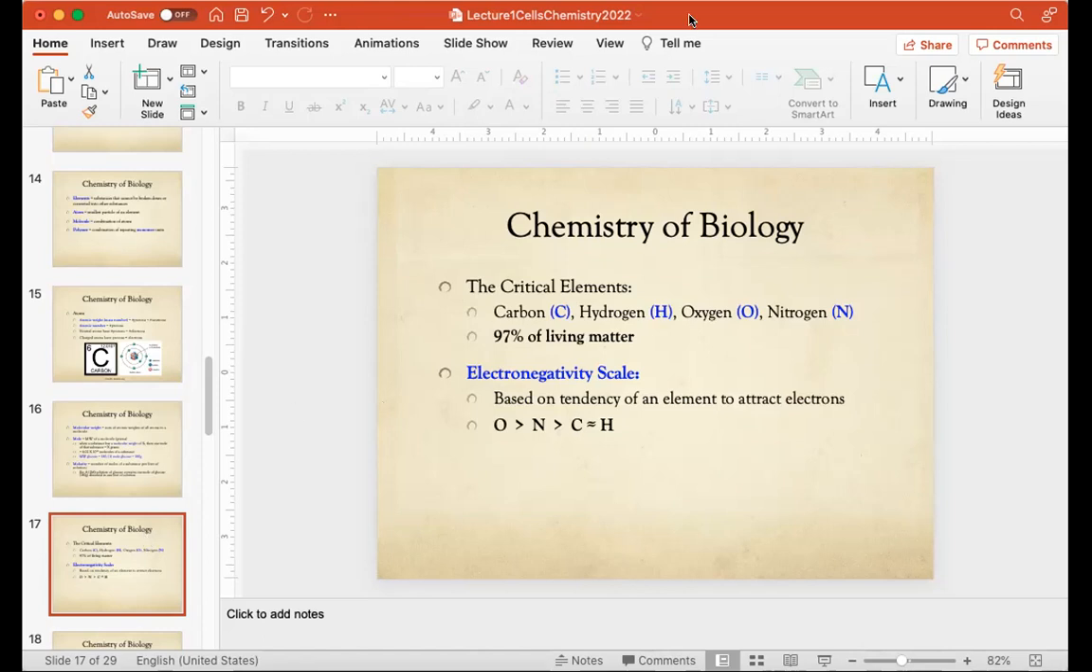So yes, of course, cells have other elements in them. We have sodium in us, we have chloride, we have potassium, we have magnesium, we have all different kinds of things in us. Of course we do. But 97% of living material has 4 elements in it: carbon, hydrogen, oxygen, nitrogen. That's it. We're actually pretty simple. We're actually pretty basic when you think about it.